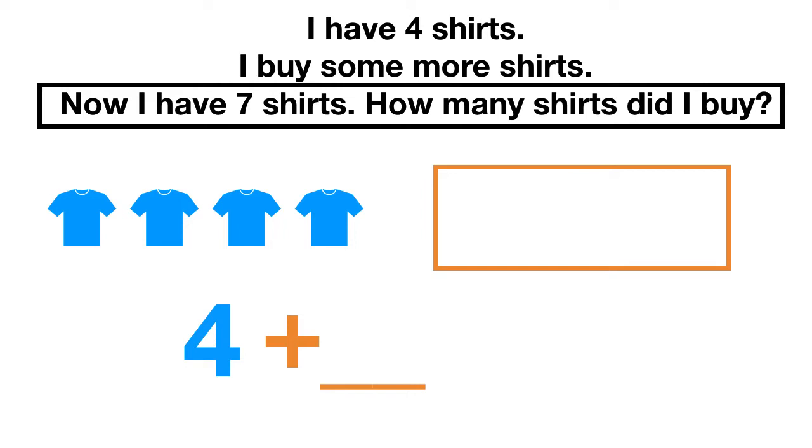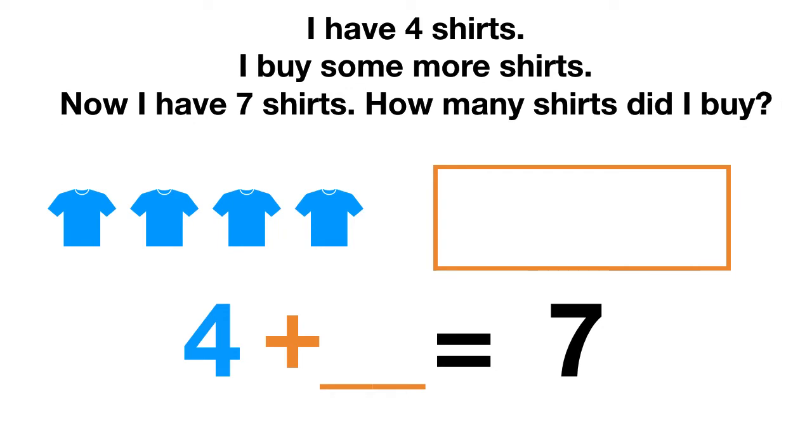Finally, the last part of the problem says, now I have 7 shirts. How many shirts did I buy? Well, if now we have 7 shirts, it means that after we've added some more, our entire number sentence will equal 7. Now we need to figure out how many shirts did we actually buy. Well, we could solve this by counting. We could start by counting the shirts we already had, and then add more until we get to 7.